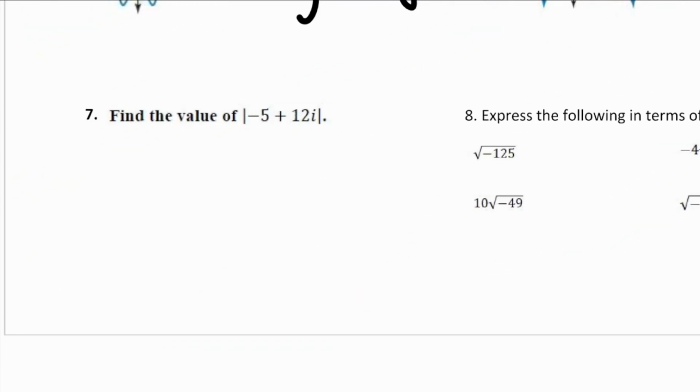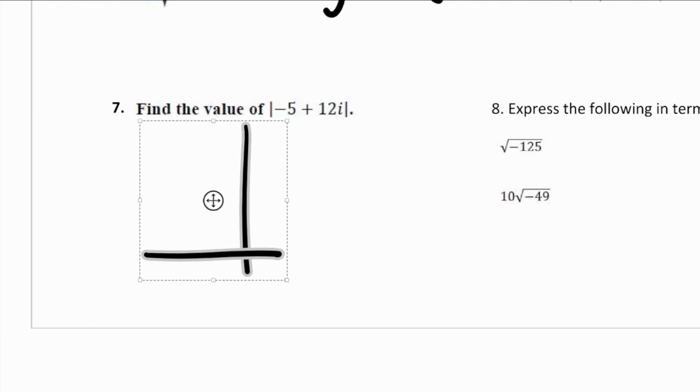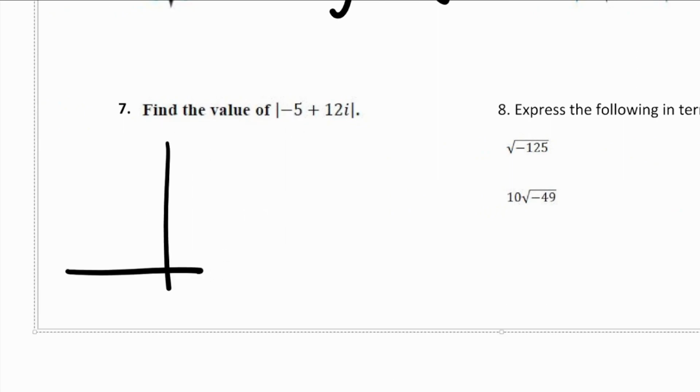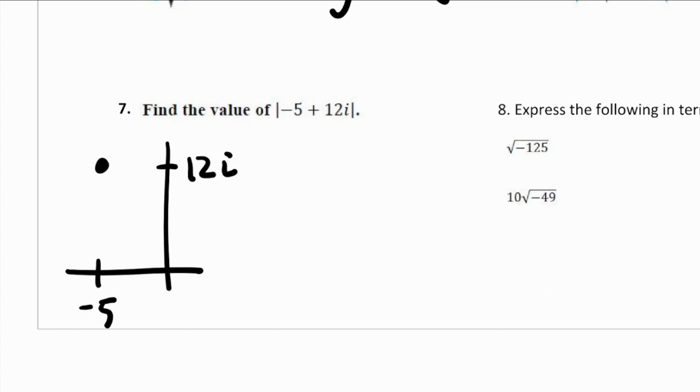Find the value of the absolute value of -5 plus 12i. Okay, so I'll draw you a picture. That's not where the imaginary axis should go. -5 plus 12i, maybe I want it to look like that. Okay, that's the point. The absolute value of this number is the distance from the number to 0 on the complex plane. So what we're going to do is set up a little triangle and think about the lengths of that triangle.